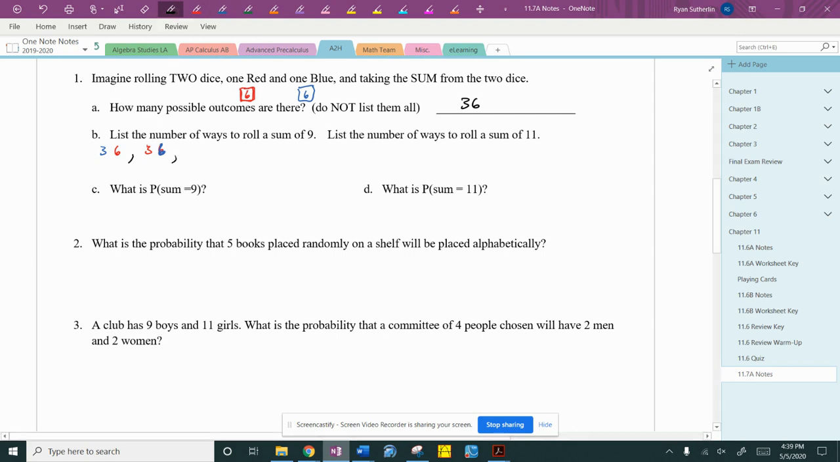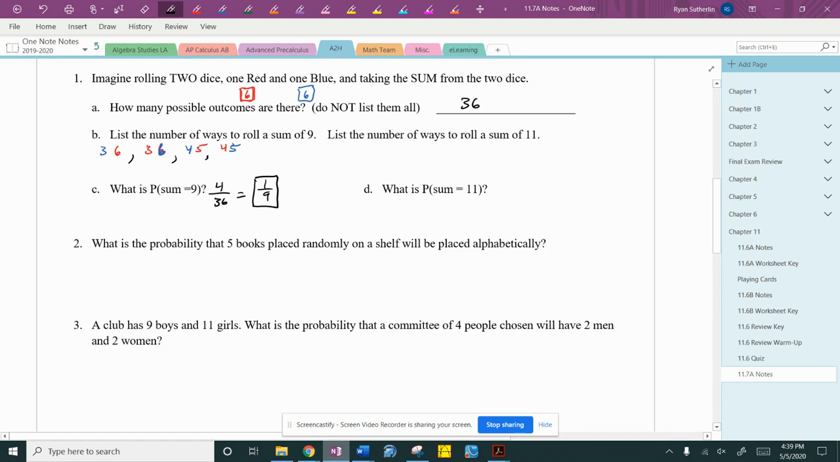I could have the blue 4 and the red 5, or I could have the red 4 and the blue 5. I believe that's it. So there are 4 different ways that I could roll a 9. So my probability of rolling a 9 is 4 out of 36. And make sure you use your calculators or whatever you want to reduce that. And the probability of that is 1/9.